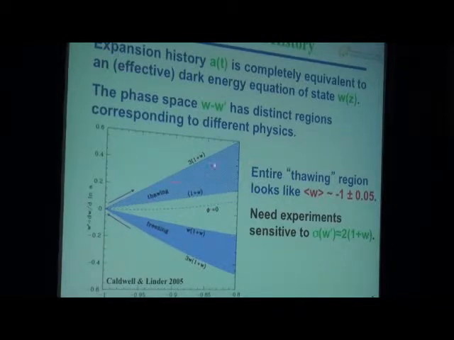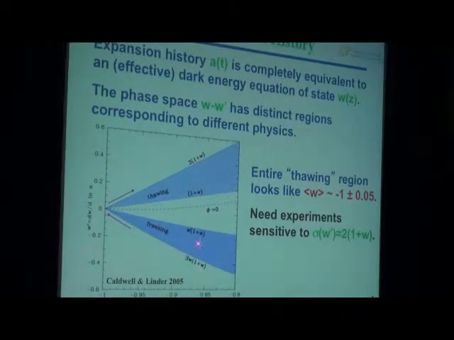So for the first time, once we realize that you have these two distinct regions, we now have a goal in how well we want the experiments to measure w and w'. We want to be able to separate these two regions. And so based on the distance between those, that says you want to measure the time variation. So you don't want to measure only w, but you want to measure its time variation to this accuracy. The problem is that both of these regions approach the cosmological constant, and we have no way of deciding how far from the cosmological constant.